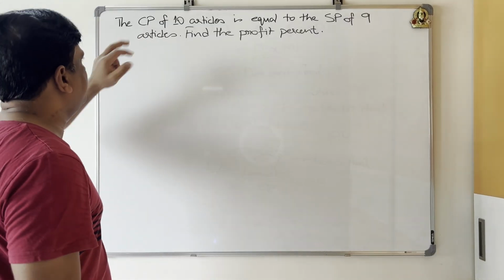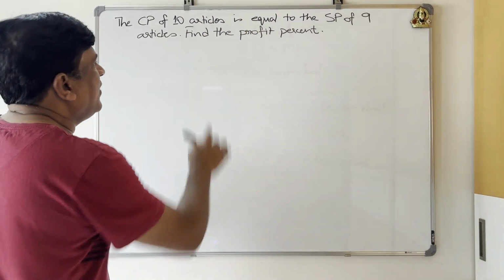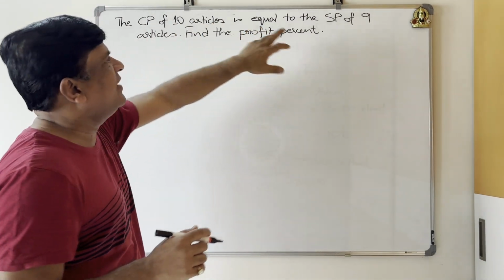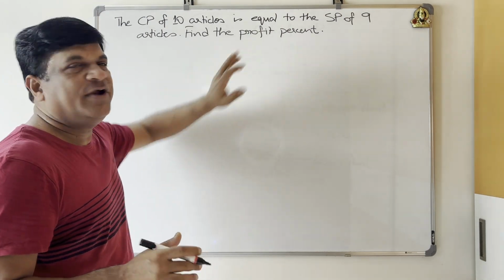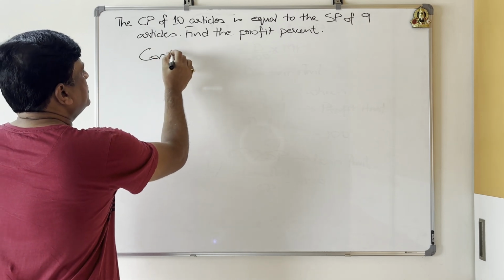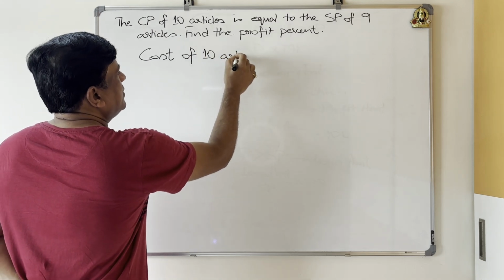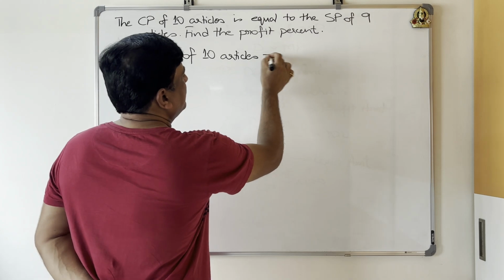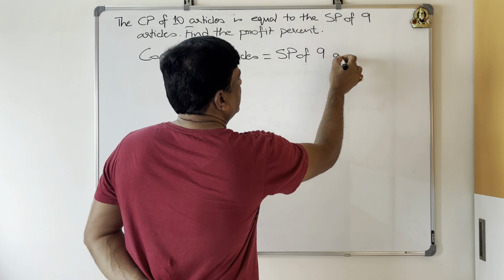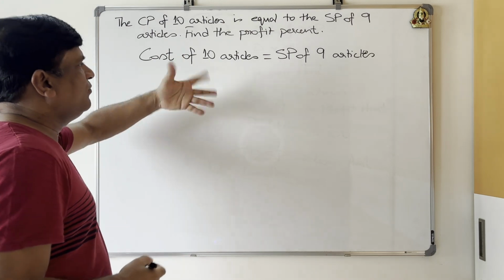So here it says the CP of 10 articles is equal to the selling price of 9 articles. Find the profit percentage. There is not much information given over here, but you have to make sense of the information given and calculate the profit percentage. So you note down what is given: cost of 10 articles is equal to selling price of 9 articles. I don't know the cost price of the articles over here.